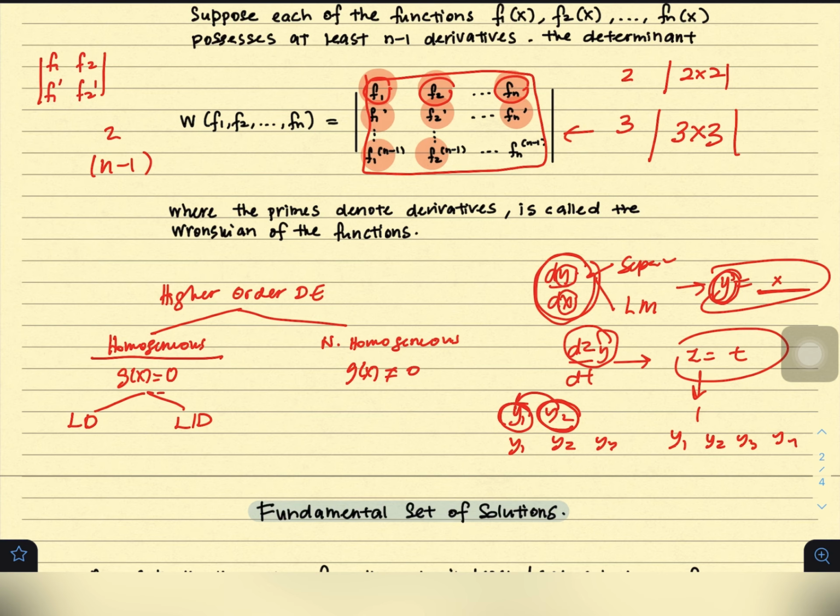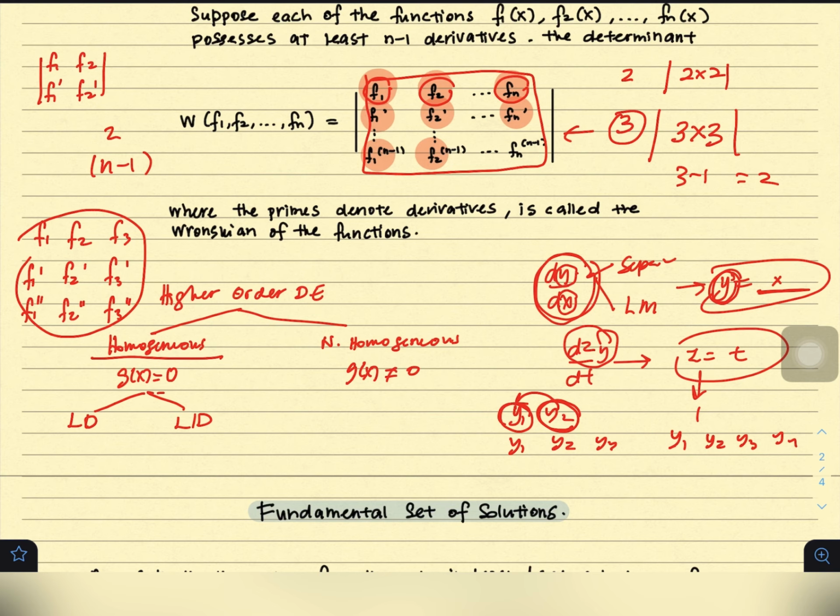But if we have order 3, we differentiate 3 minus 1 times. 3 minus 1 is equal to 2, so we differentiate 2 times. That's why you will get the 3 times 3 matrix. This is the first solution, second solution, third solution, differentiated once, differentiated a second time. Differentiated once, differentiated a second time. Differentiated once, differentiated a second time. That's why you come out with the 3 times 3 matrix.